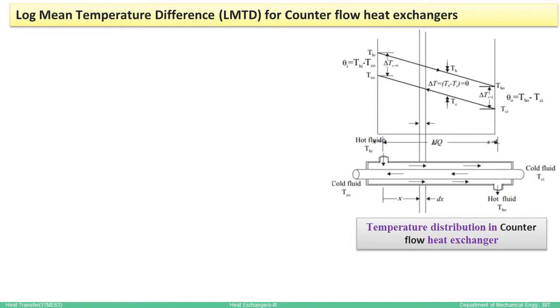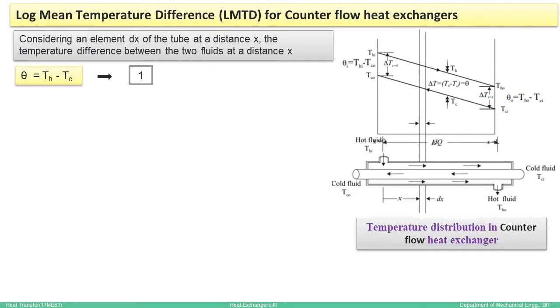But this time theta I and theta naught change. Theta I is THI minus TCO, and theta naught is TH naught minus TCI. This is the major difference. And the length is considered as capital L there, and even in this case we have considered a small element dx at a distance of x from the inlet, and because of that the temperature difference between the two fluids at distance x is now theta equal to TH minus TC, equation 1.